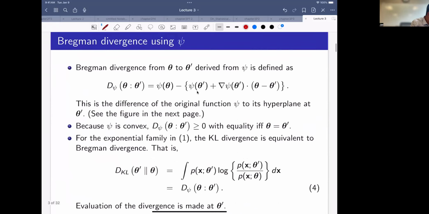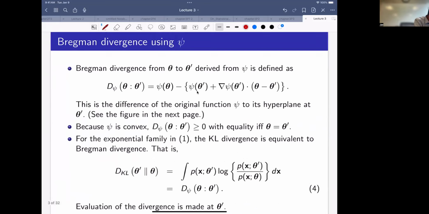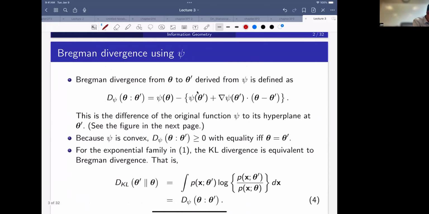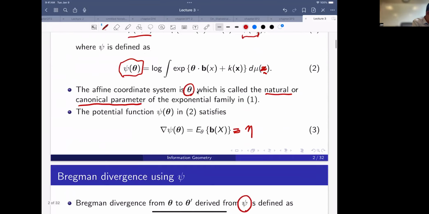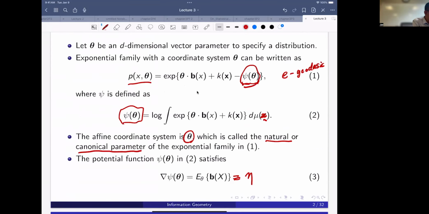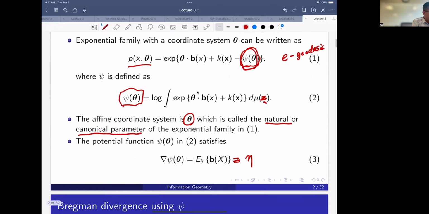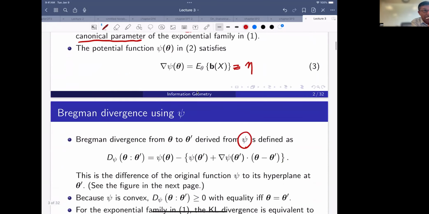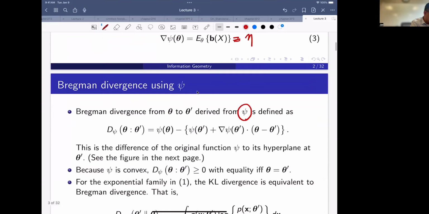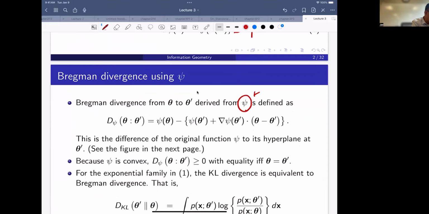So Bregman divergence is defined something like this. First of all, you notice that it is derived from psi. So basically this function characterizes the distribution and also the divergence, and later we will call this one a generator, because this one indeed generates a space coordinate system.